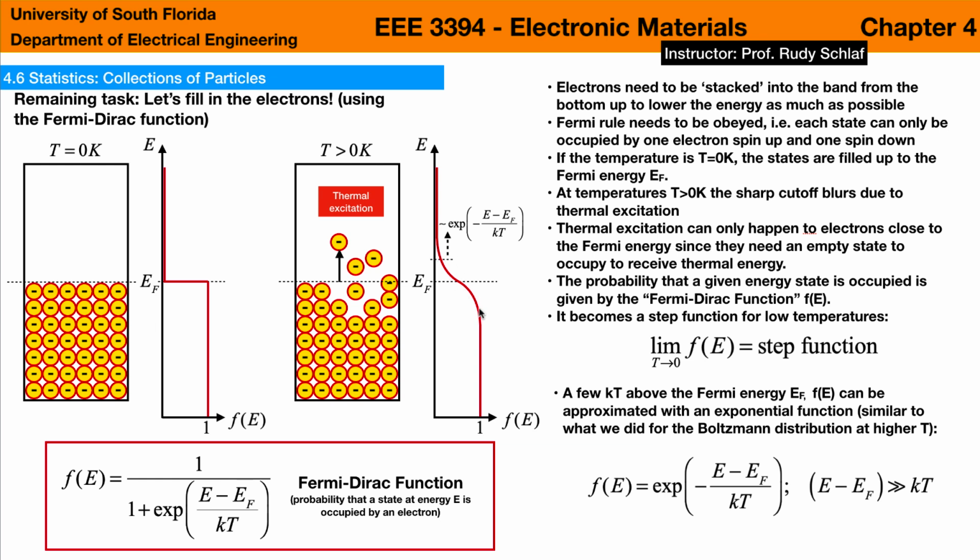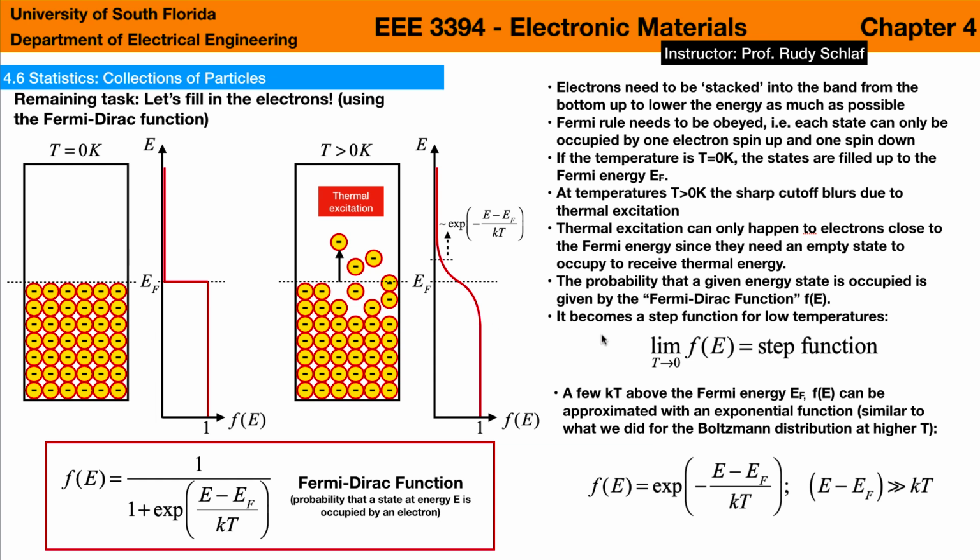Now this behavior can be described with the Fermi-Dirac function that you see here. Note that in the exponential function there is the difference between the energy and the Fermi energy. So this is symmetrical around the Fermi energy. And it has to be symmetrical because every time an electron jumps up, it vacates a state down here. So there needs to be the same number of empty states down here as we have full ones up here. And that's why this function needs to be symmetrical around the Fermi energy.